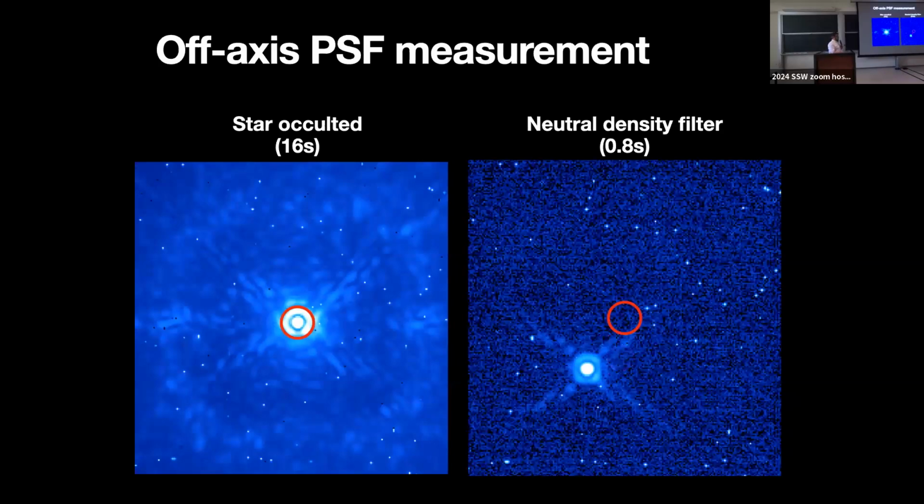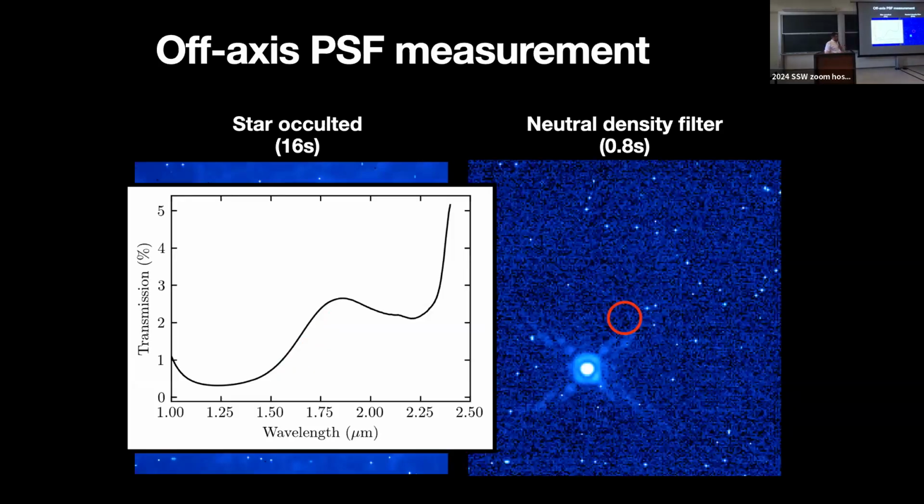However, to determine how bright this star would have been had it been taken without the ND filter in this image, we need to know the transmission of the ND filter as a function of wavelength. And so that's what's plotted here, transmission versus wavelength. In this case, it's a few percent in the near infrared.